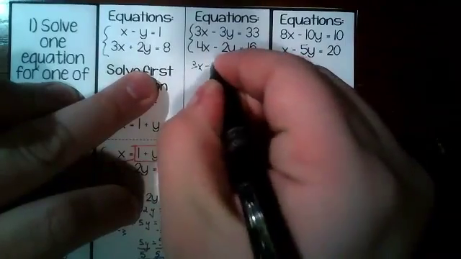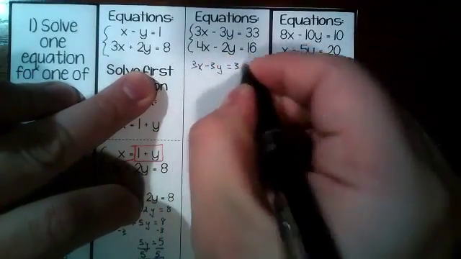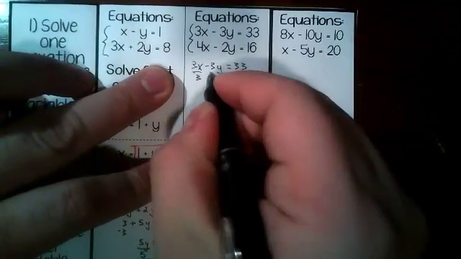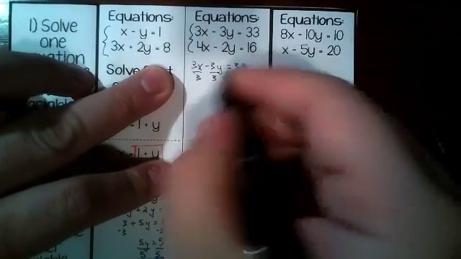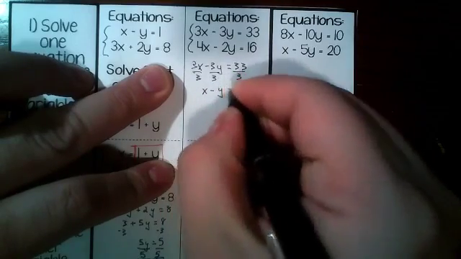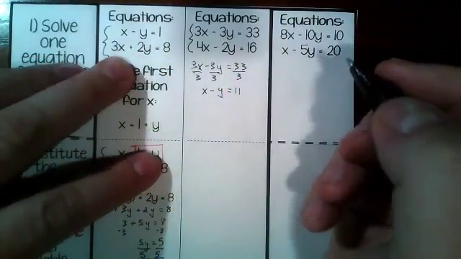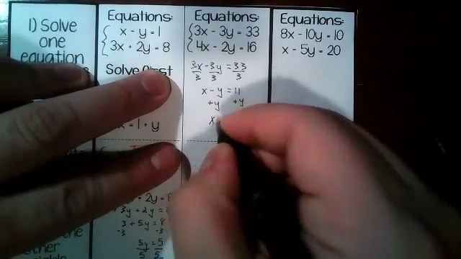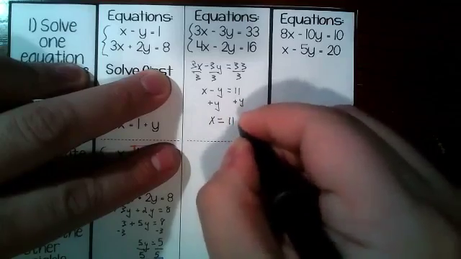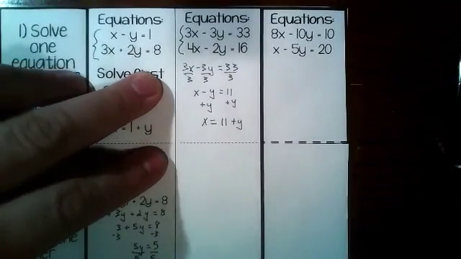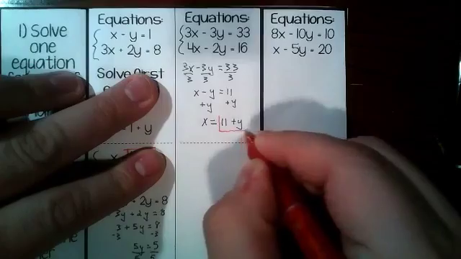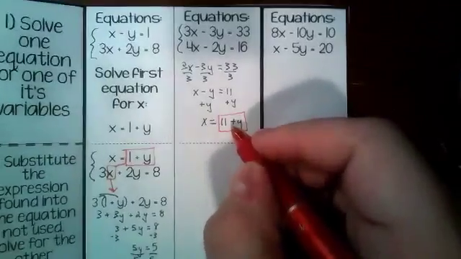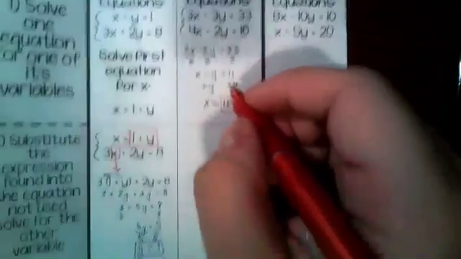3x minus 3y equals 33. And I'm just going to divide everything by 3 right away. And I have x minus y equals 11. And I'll add y to both sides. And I have x equals 11 plus y. So I know what x equals now. X is 11 plus y. I have what x is as an expression.